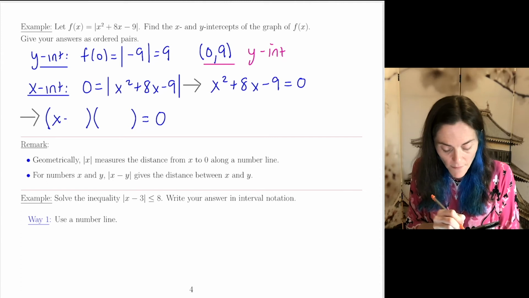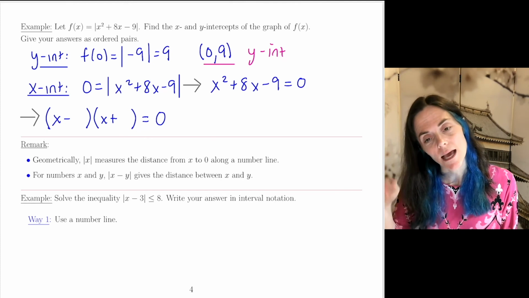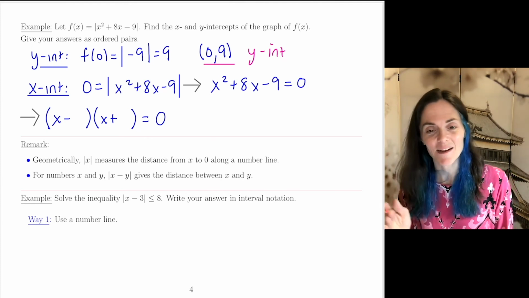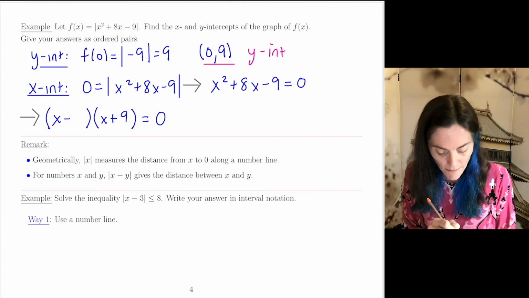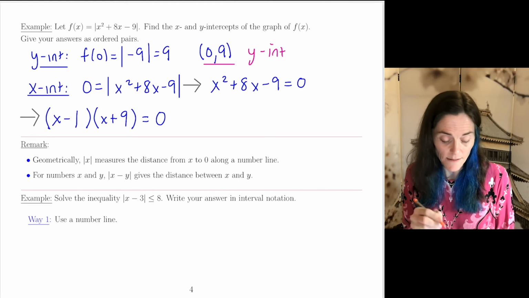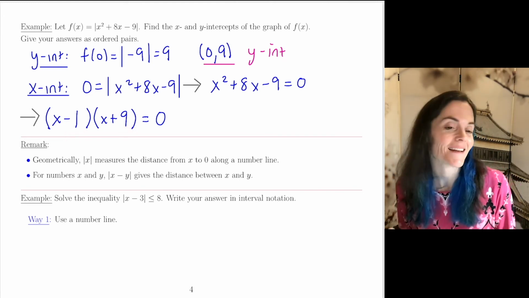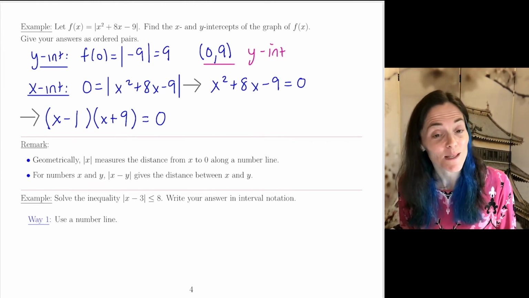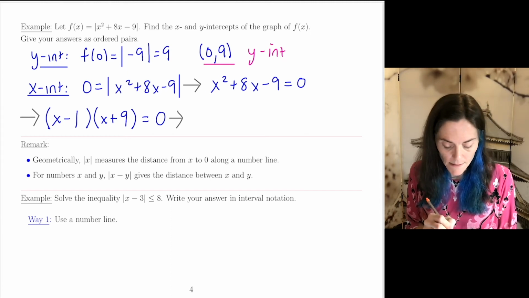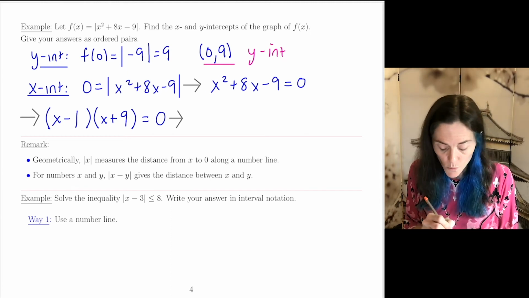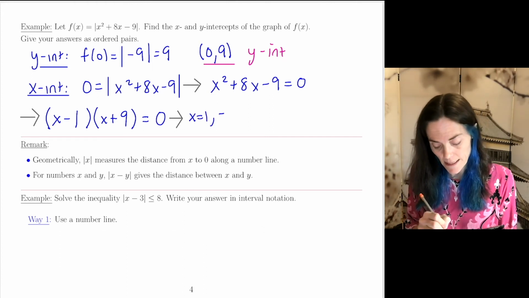I see the -9. That means I'm going to have a minus and I'm going to have a plus. And then I need two numbers that multiply to -9 and add to +8. Let's do 9 and -1, like this, right? Multiply, we get -9. Add them, we get 9 minus 1, which is 8. And so this works. But this tells me my answer here, my x's. Well, when I set x minus 1 to 0, I get 1. And when I set x plus 9 to 0, I get -9.